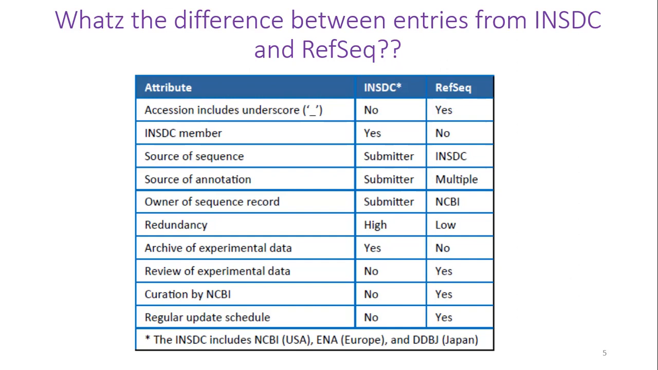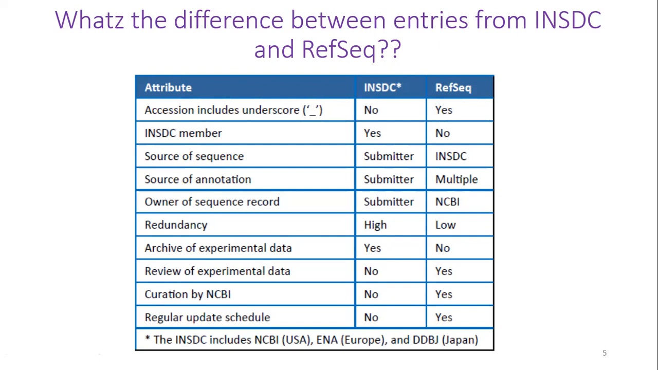Now, of course, databases like GenBank, ENA, or DDBJ are members of INSDC, while the reference sequence database is an independent database and is not a member of INSDC. This is the most important point that you should know. People usually get confused. So the reference sequence database is not a member of INSDC, while databases like GenBank, ENA, and DDBJ are members of INSDC.